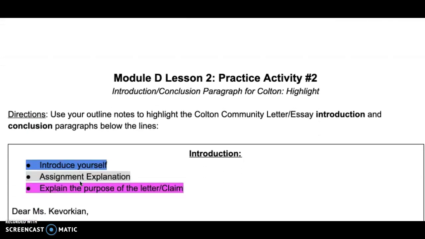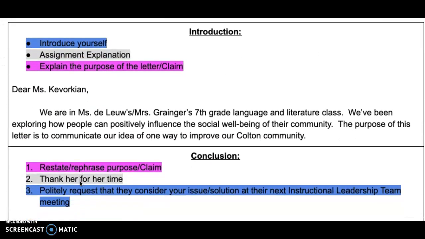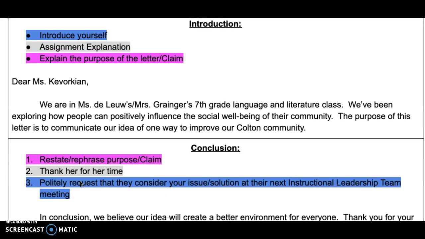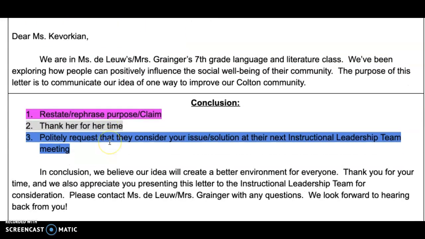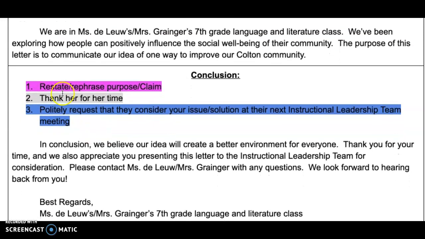All right, our last activity that you will be doing on your own is doing the highlighting activity, where you identify the different elements of the introduction and the paragraph. So under the introduction, you'll come down and highlight where you introduced yourself in blue, explaining the assignment in gray, and explaining the purpose or letter claim in pink. And then for the conclusion, you will highlight, restate the purpose or claim in pink, and thank her for her time in gray, and then blue, where you're politely requesting that they consider your suggestion.